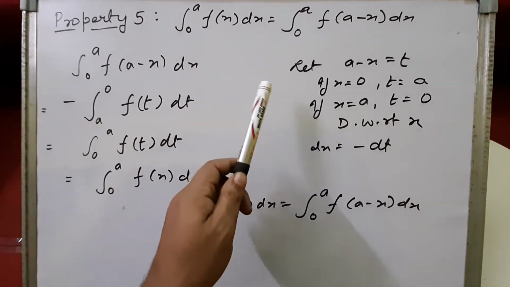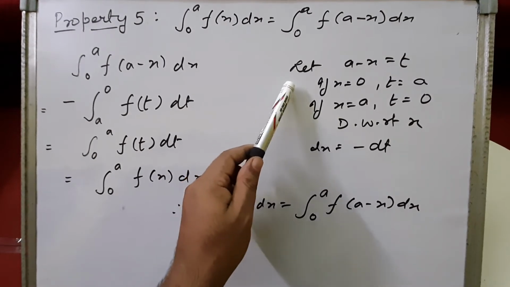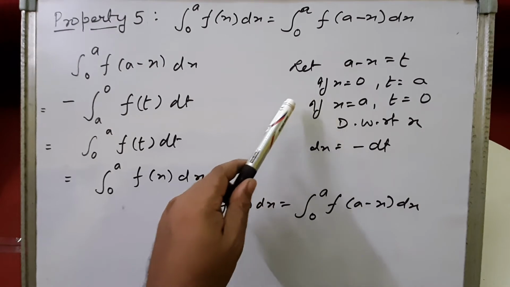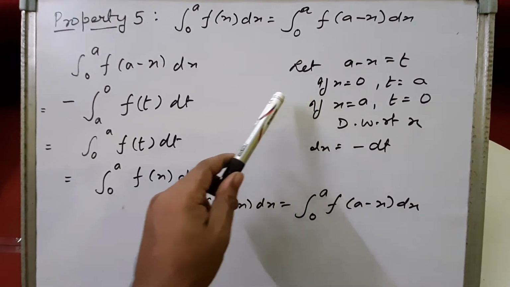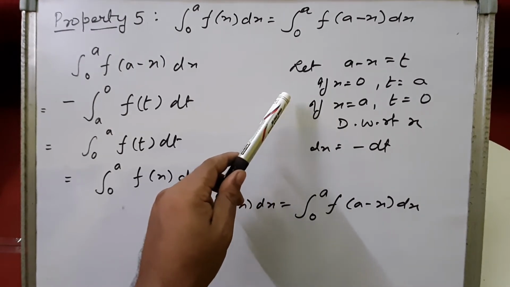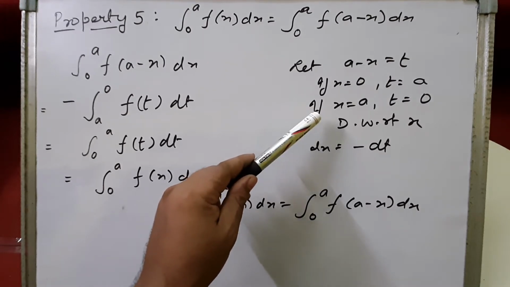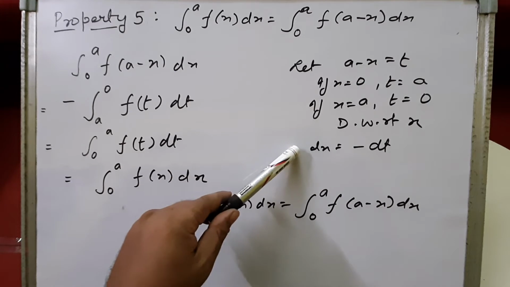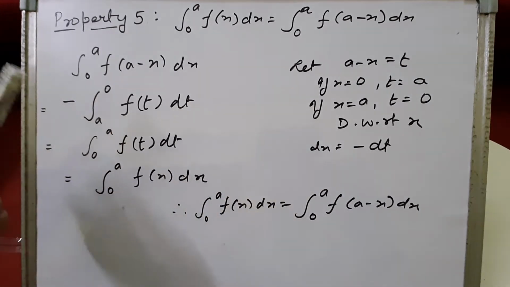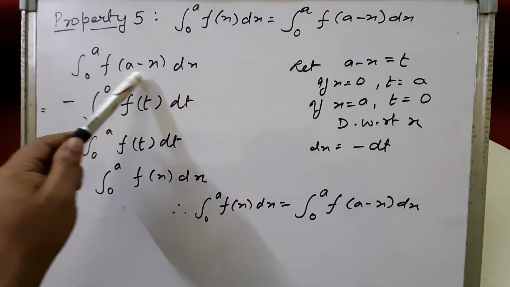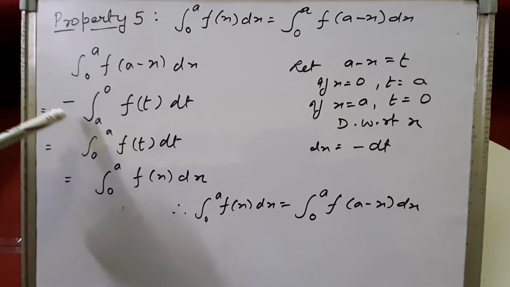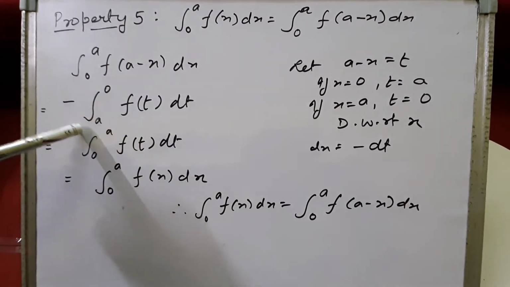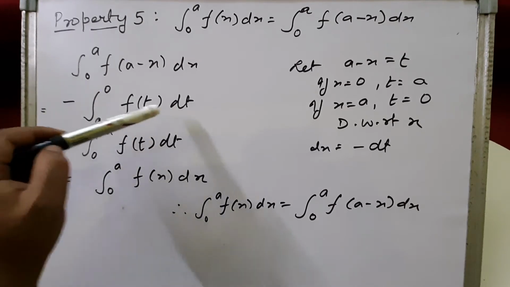So what we'll do first, let a minus x equals t. If x equals 0, then t equals a. If x equals a, then t equals 0. Okay. We have got the limit from x to t. Now if we differentiate this expression with respect to x, we'll get dx equals minus dt. Alright. Now see here, when we replace this term with t, the limit will change from a to 0, minus of f(t) dt.